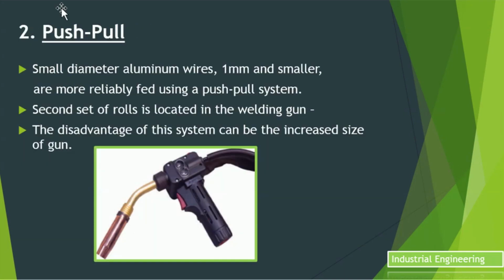Our second type of feeding system is the push-pull system. If you are using a small diameter aluminium wire, less than or equal to 1 mm, this system is more reliable for it. In this system, a second set of rolls is located in the welding gun itself. In this image you can see the rollers are set inside this welding torch. The disadvantage of this system is the increased size of the gun.